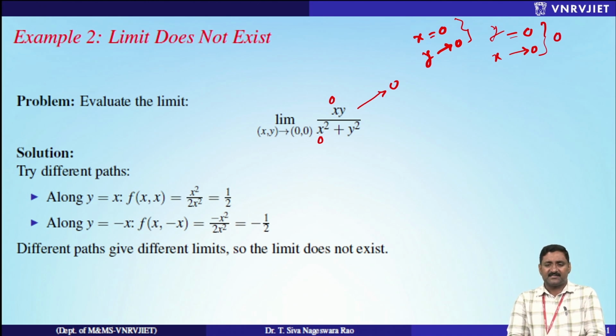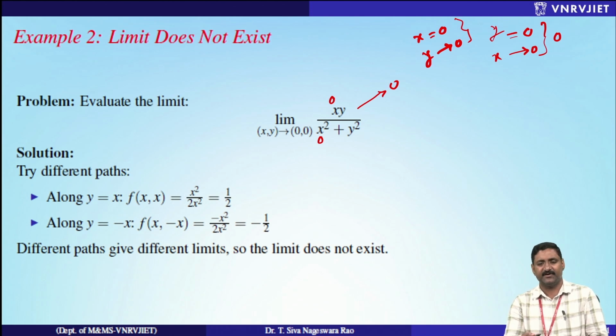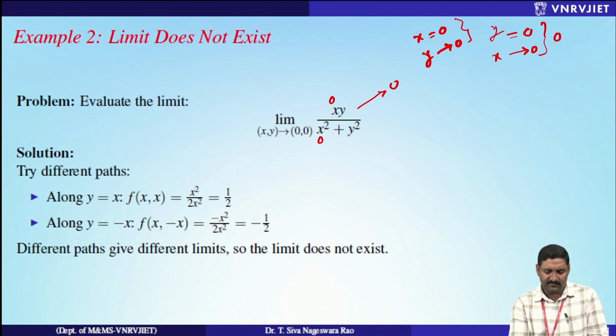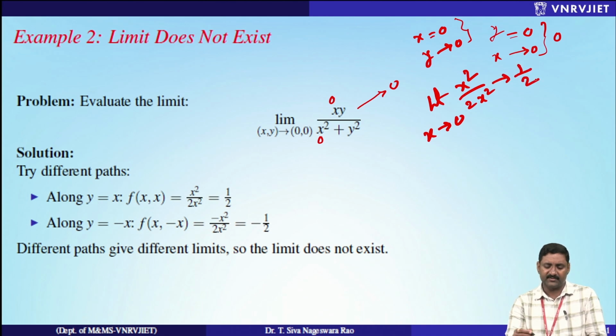On both the paths, the limit is 0. It doesn't mean that the limit exists. We need to check for possible paths. Here I am taking one of the paths, y is equal to x. If I am taking y is equal to x, then limit as x tends to 0, x square divided by 2x square. It goes to 1 by 2.